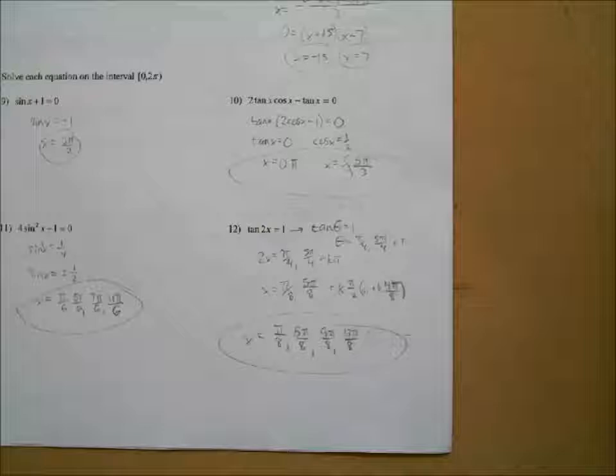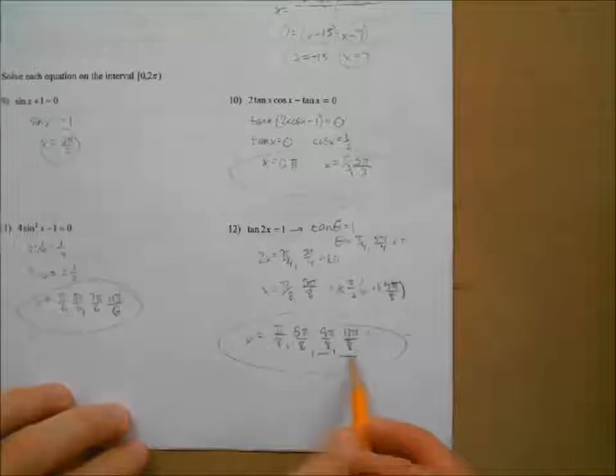So pi over 8 and 5 pi over 8 are solutions, but we can add another 4 pi over 8 to this pi over 8, get 5 pi over 8. Add another 4 pi over 8 to this, get 9 pi over 8. That's still between 0 and 2 pi. And then add another 4 pi over 8, get 13 pi over 8, and that's still between 0 and 2 pi. Adding one more 4 pi over 8 would result in 17 pi over 8, which is not between 0 and 2 pi. So you get two additional solutions to that equation.